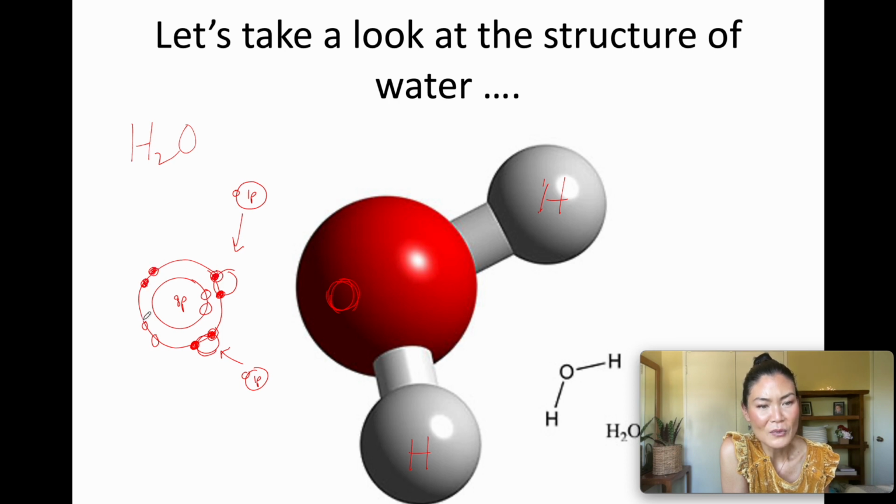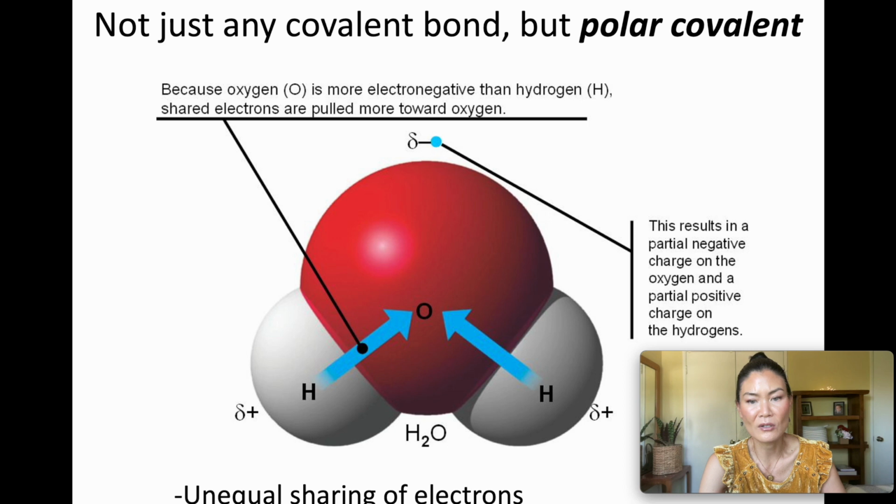So now if we count all the electrons on the valence shell for oxygen, it has 8 electrons, right? 1, 2, 3, 4, 5, 6, 7, 8. So now it's stable. So this is H2O. You have 2 hydrogens covalently bonded with this oxygen atom by sharing electrons. So that is just the basic structure of water.